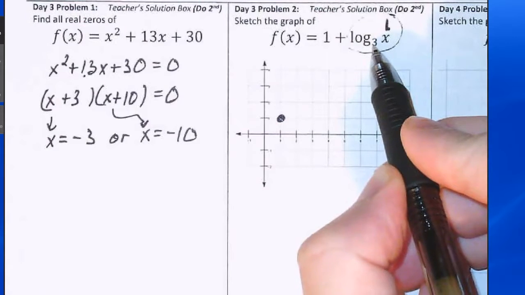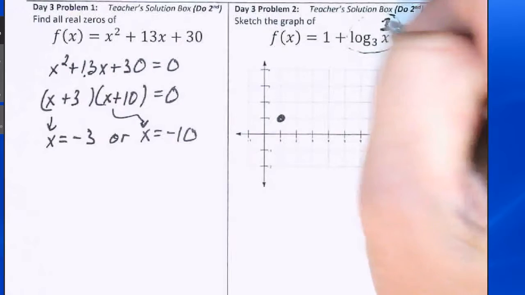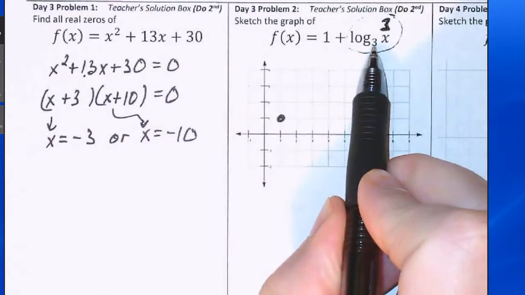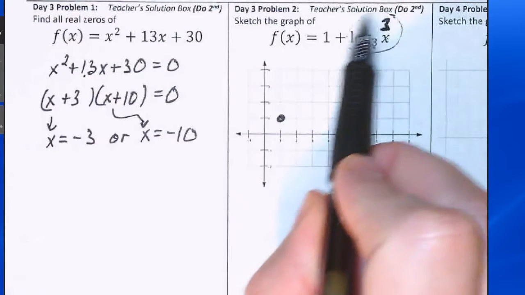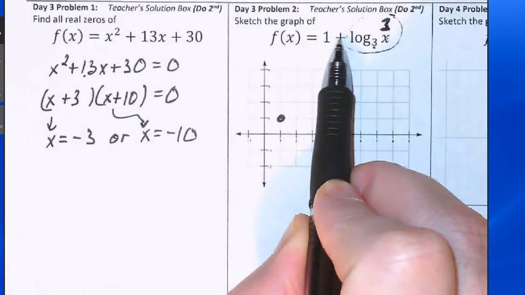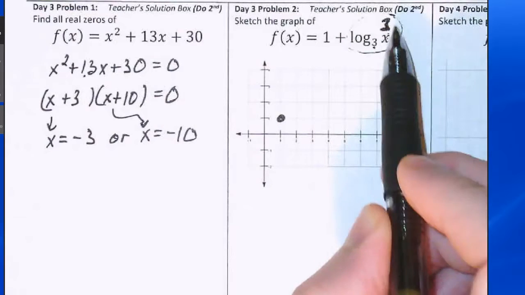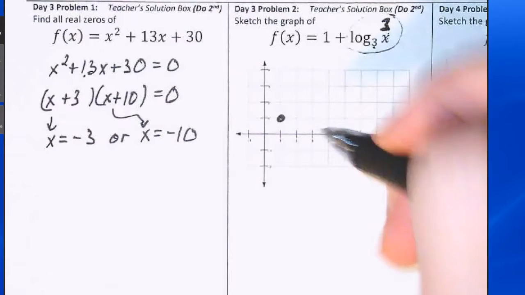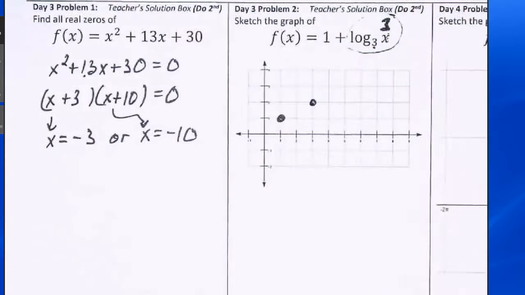For a base 3 logarithm, another good number to use for x is 3. 3 to what power makes 3? And that power is 1. So this logarithm part of the function turns out to be 1. And then when you add 1, you get 2. So when x is 3, the function value is 2. (3, 2) is on the graph.